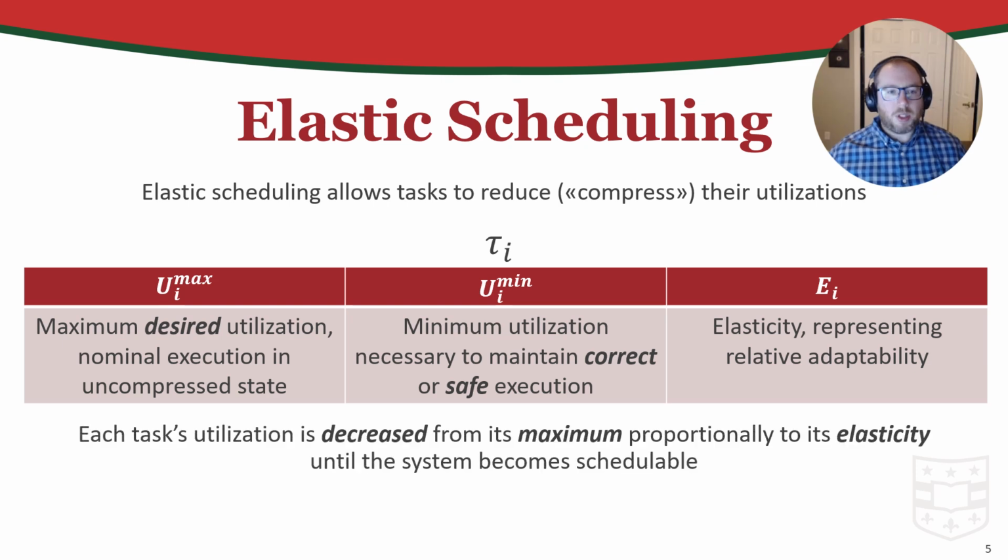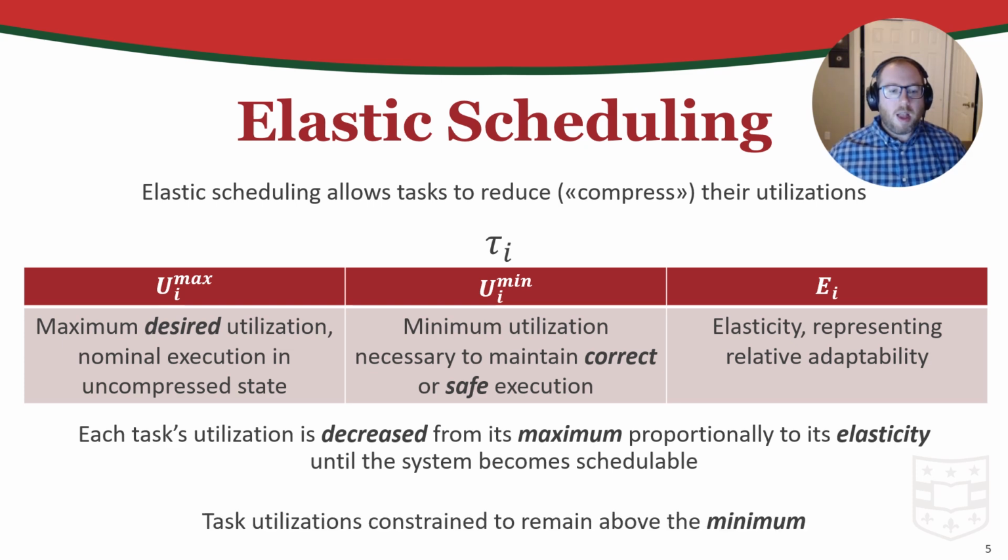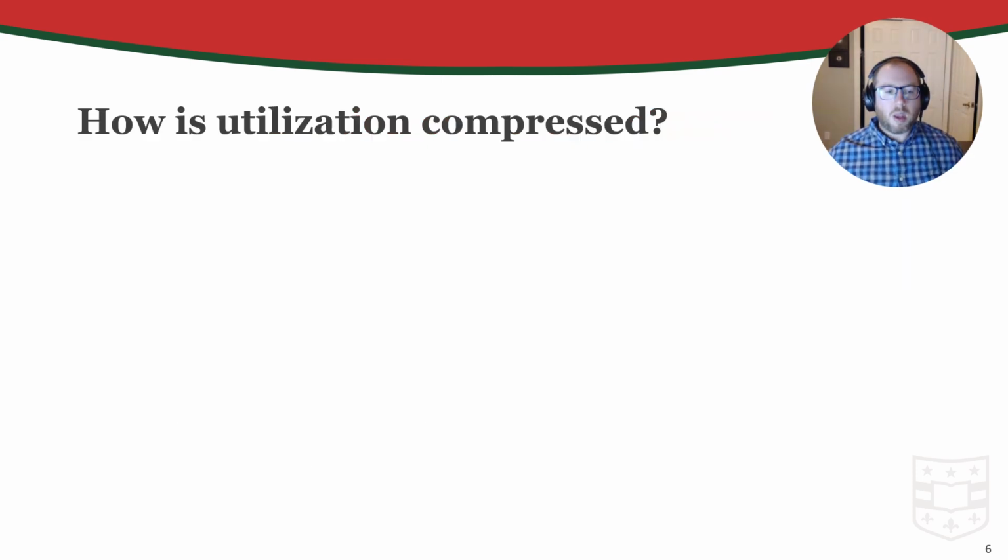Now, if the system is overloaded, the idea of elastic scheduling is to decrease each task's utilization from its maximum proportionally to its elasticity until the system becomes schedulable. However, task utilizations are constrained to remain above their minimums. So now let's discuss how this utilization compression may be realized. This can be done in two ways.